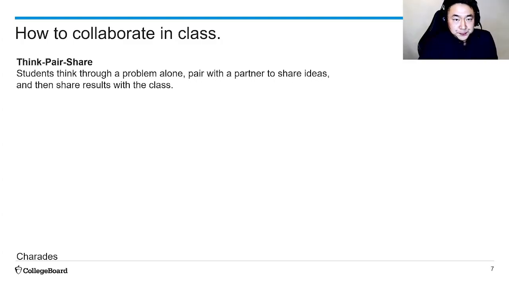Next, we have think, pair, share. So in think, pair, share, students think through a problem alone, pair with a partner to share ideas, and then share results with the class. Now, that last part, you'll probably share results with each other and then collaborate and think through.